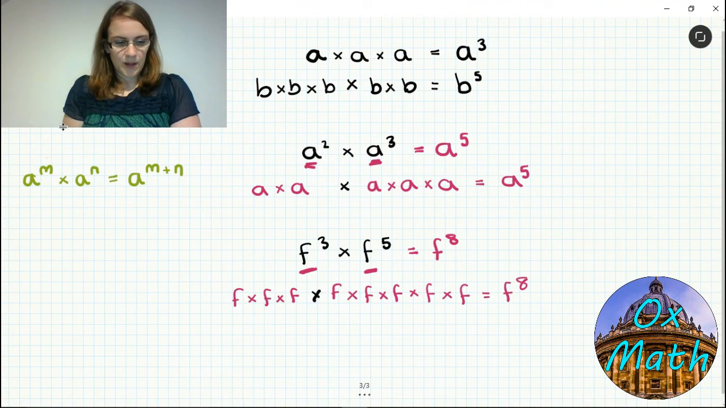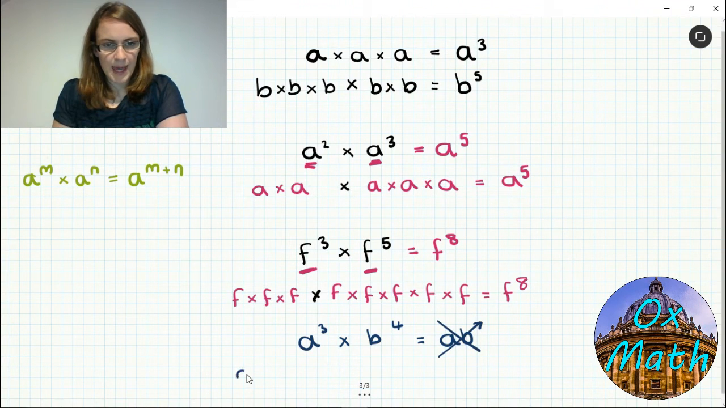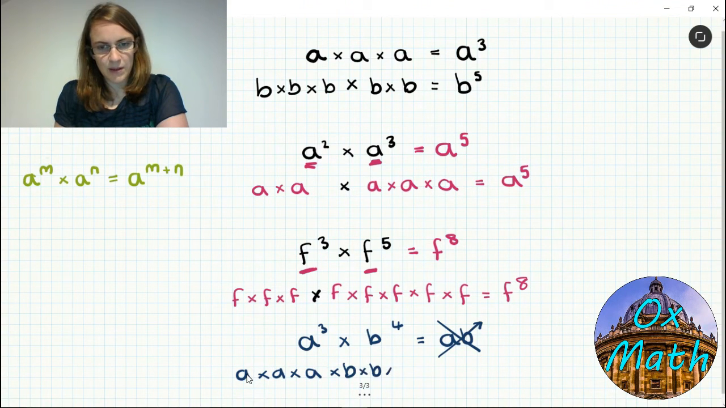Let's just have a quick look at a common mistake. If we had, for example, a cubed times b to the power 4, a very common mistake is to say that that is ab to the power 7, a times b, and then you add the powers to get 7. That is not right. Remember, a cubed means that we are using a 3 times in a multiplication, b to the power 4 means that we are using b 4 times in a multiplication.